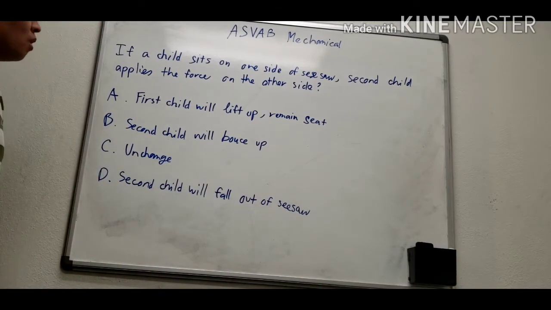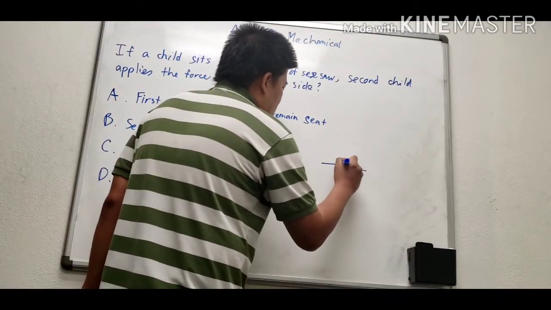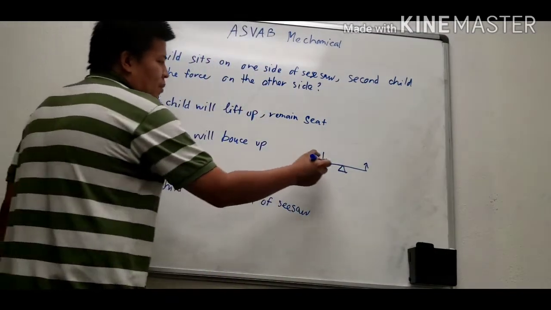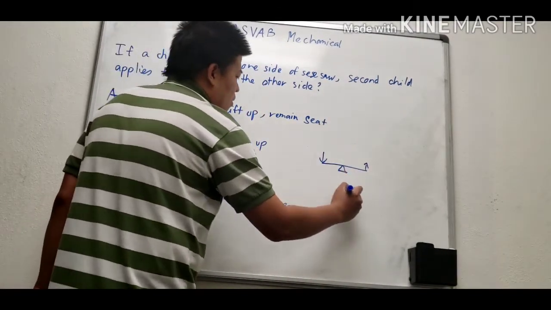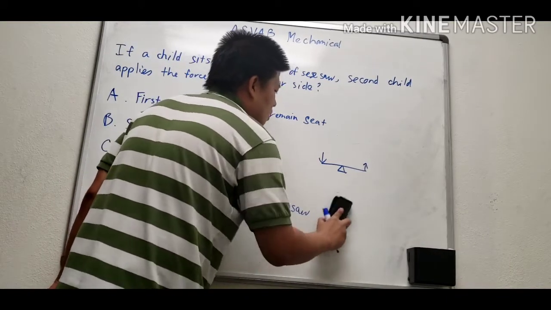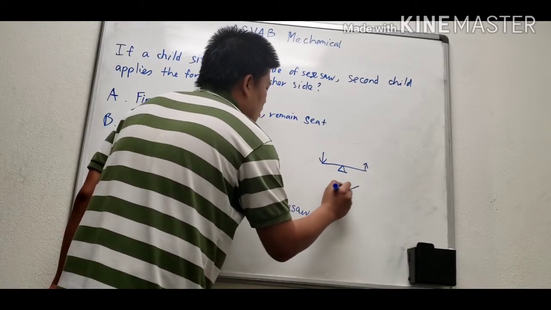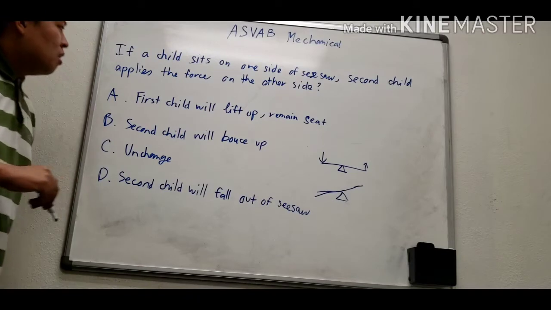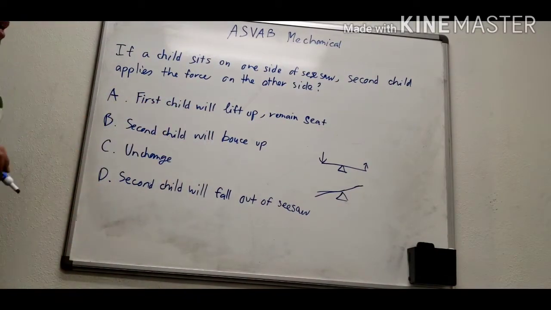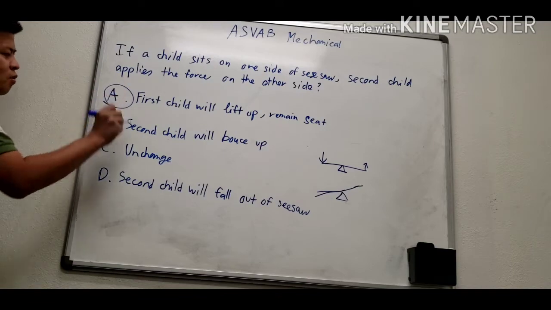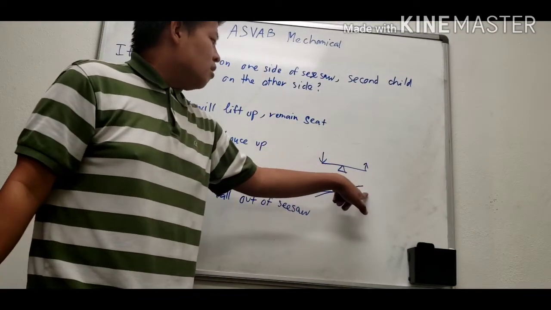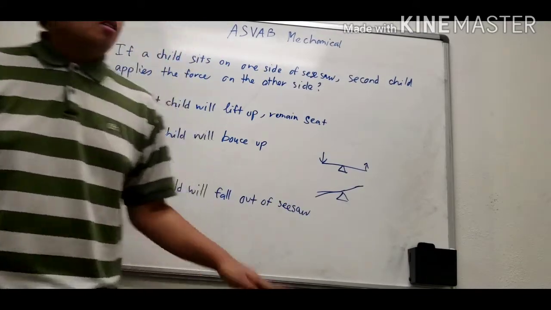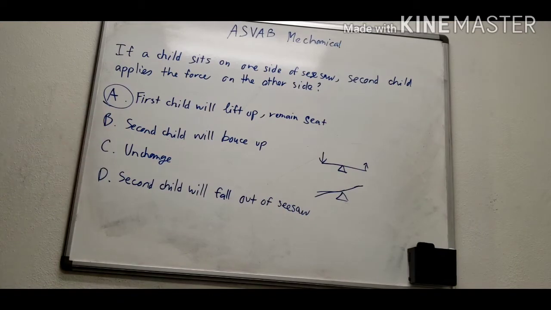We know the seesaw is like this. If one person applies force, the seesaw will go up. So in this question, the first child will lift up is the correct one, because we apply force on the other side. The seesaw on the other side will go up and the other will go down. So that's why we choose A as the correct answer for the seesaw.